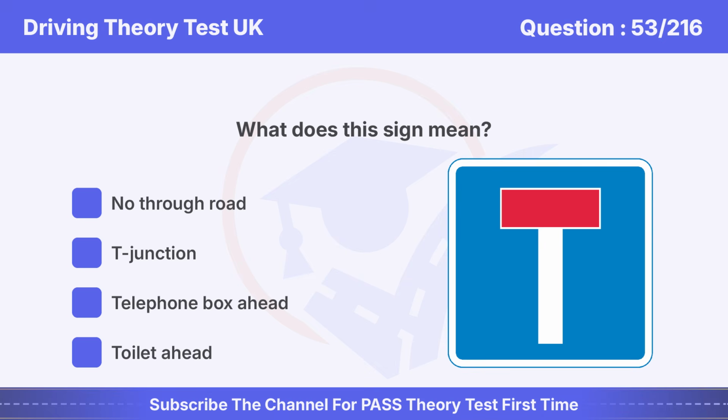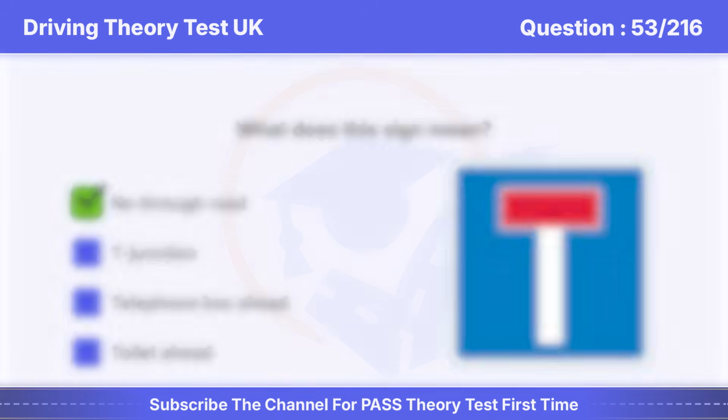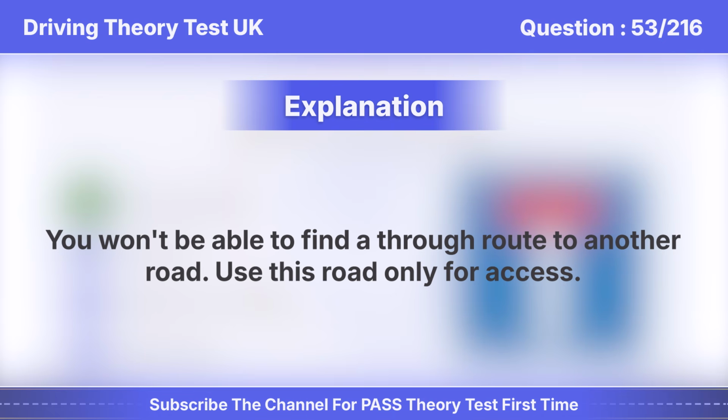Question 53. What does this sign mean? Answer is A. No through road. You won't be able to find a through route to another road. Use this road only for access.